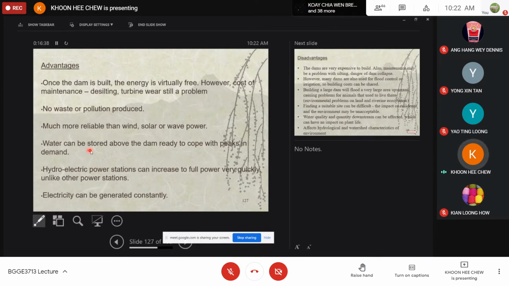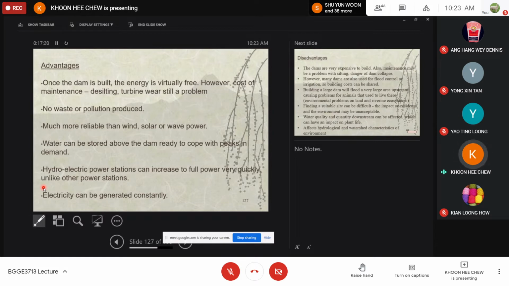Yeah, and water can be stored above the dam, ready to cope with peak seasons. You can store water, and when the peak season comes and you need more energy, you can generate more electricity from the hydroelectricity plant. A hydroelectricity power station can increase to full power very quickly, unlike other power stations. That means we can change the output of the hydroelectric power in a very quick way. And electricity can be generated constantly because we can control the turning of the turbine consistently by using water.